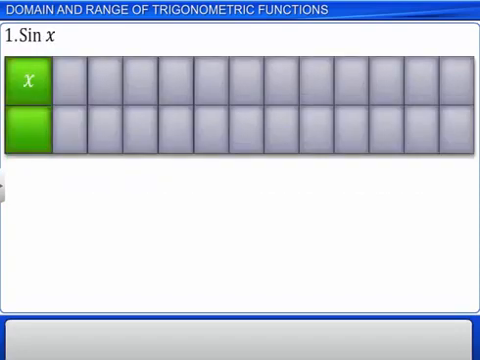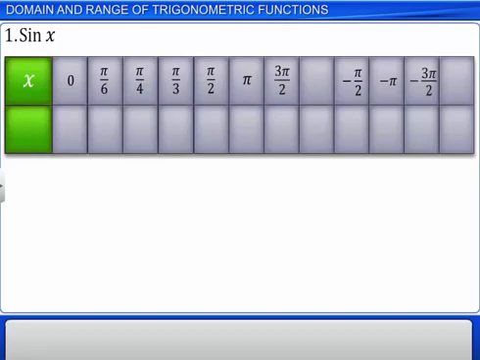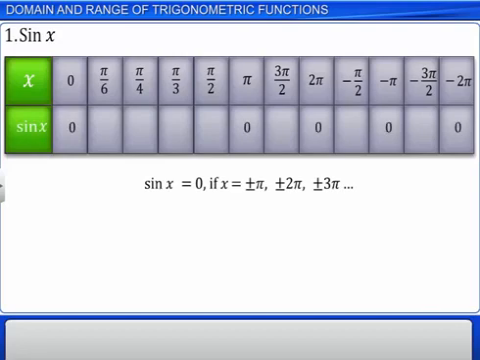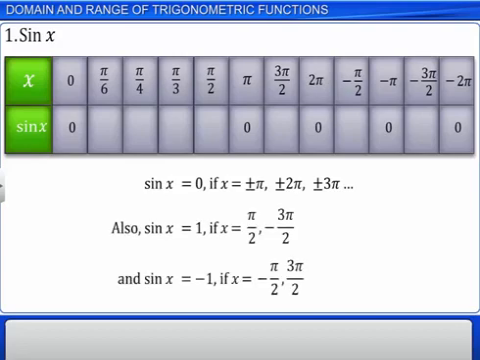Let us take the values of x as 0, pi by 6, pi by 4, pi by 3, plus or minus pi by 2, plus or minus pi, and plus or minus 3 pi by 2. We know that sin x is equal to 0 when x is equal to n pi, where n is any integer. Also, sin x is positive in the first and the second quadrants, and negative in the third and the fourth quadrants.